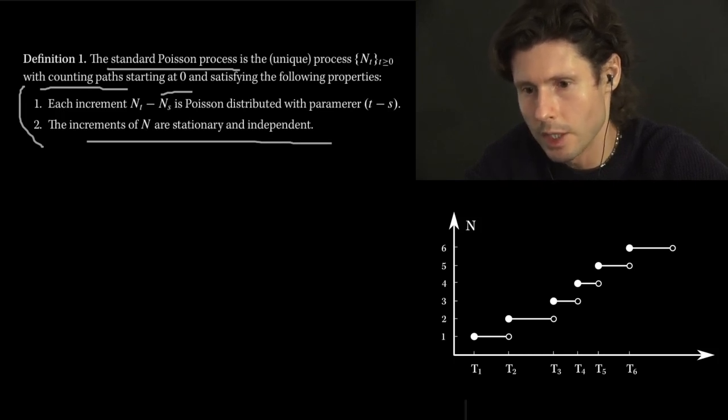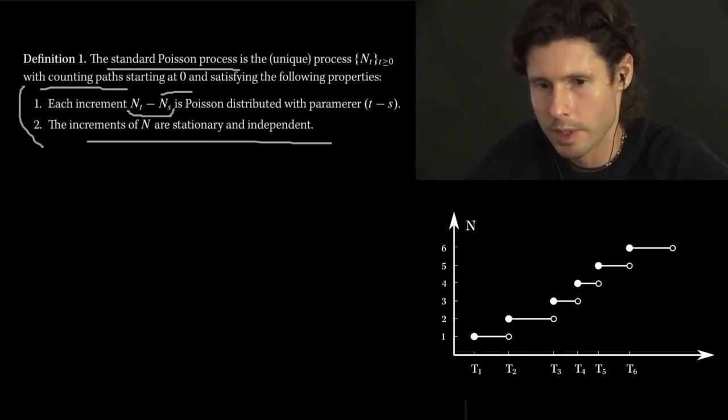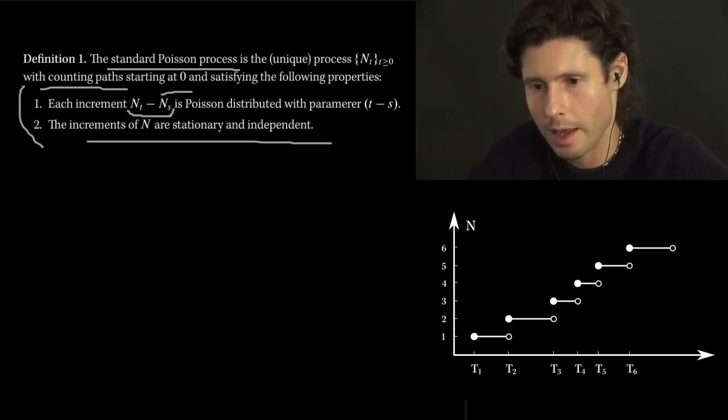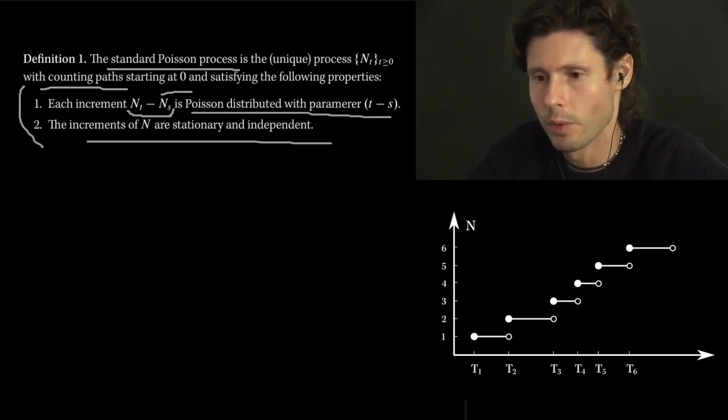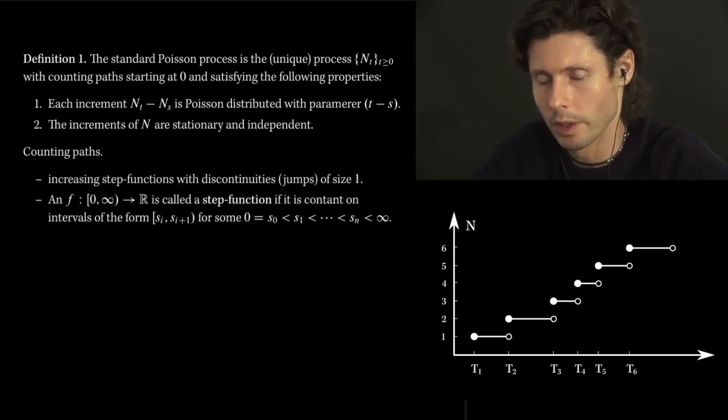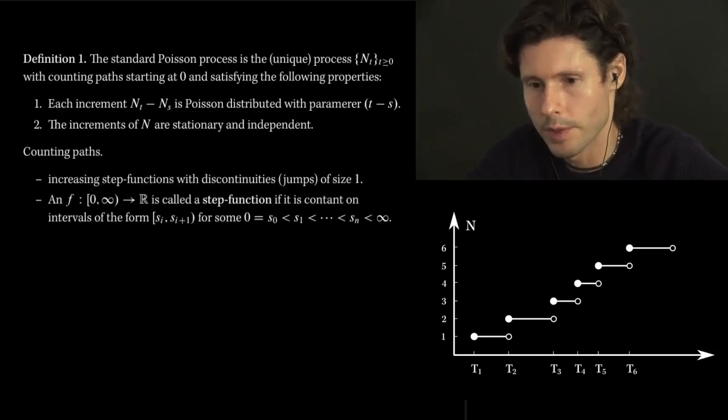And then each increment, so how much the process changes between 2 times s and t, here s is less than t, so that Nt minus Ns is an increment, that as a random variable will be Poisson distributed with parameter t minus s. So that's the definition, and we could look at each ingredient step by step.